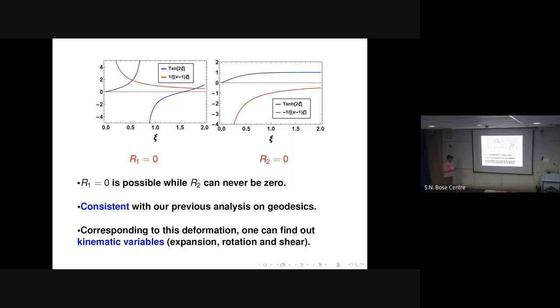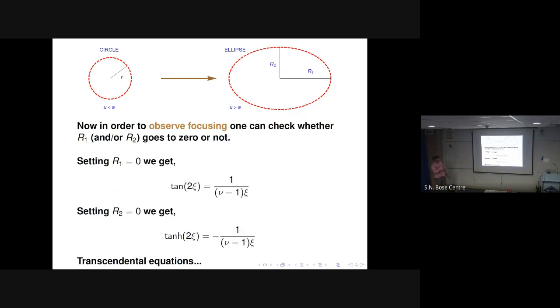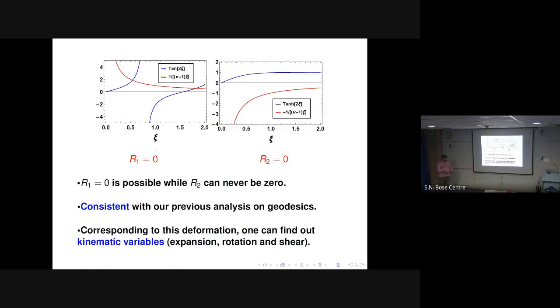So this is consistent with our previous analysis on geodesics. Why do we say so? Because you see, this R1 vanishes. That means along the x direction, this is the x direction, R1 goes to 0. As I showed earlier, along the x direction. So that is why this is consistent with our analysis of the two geodesics.